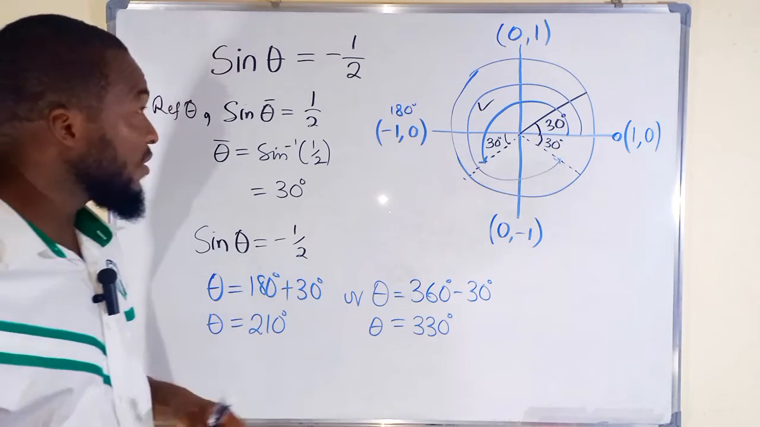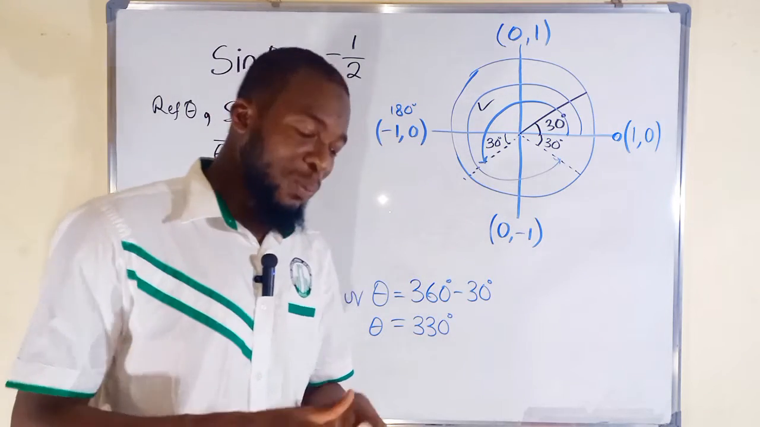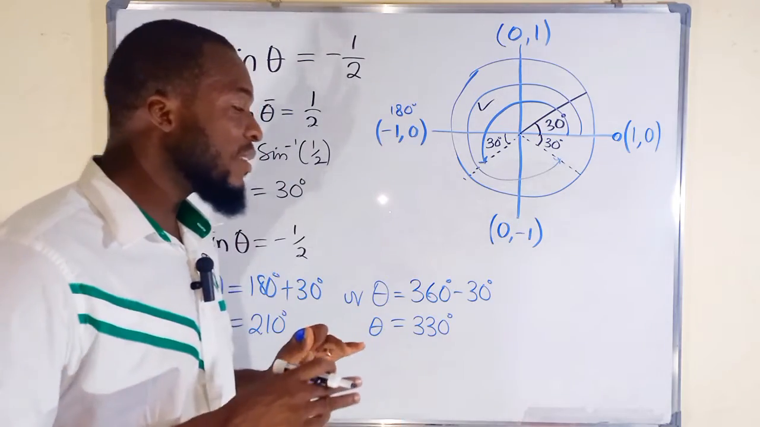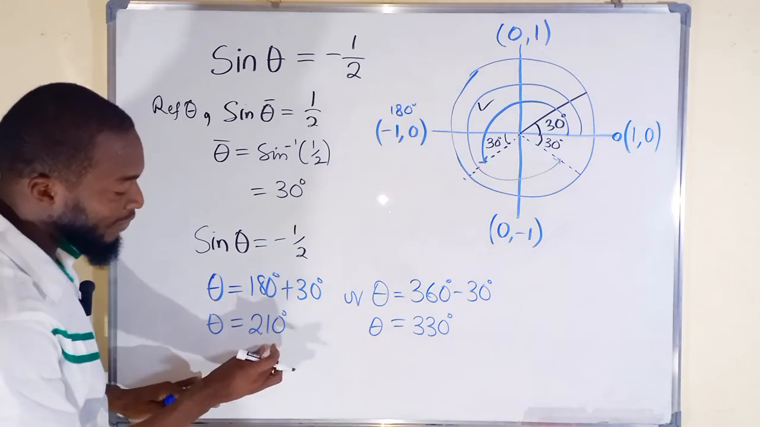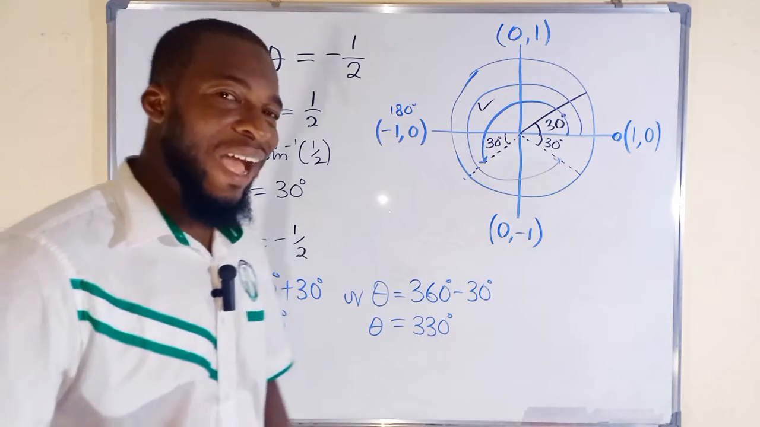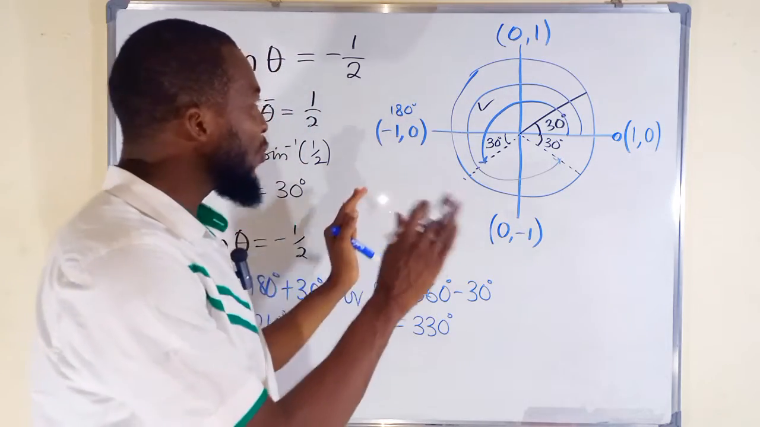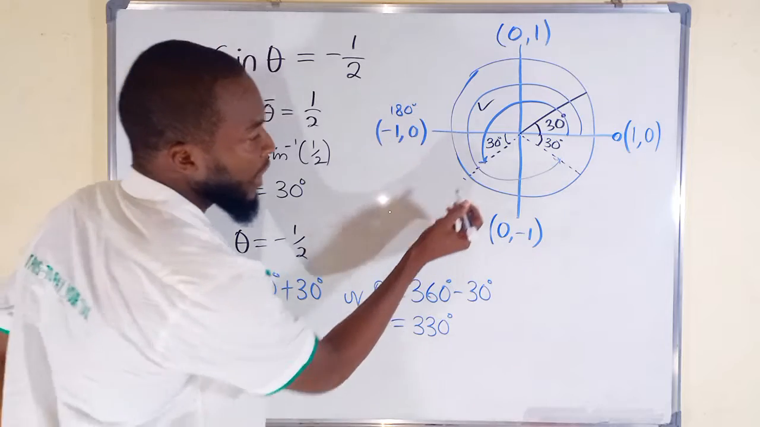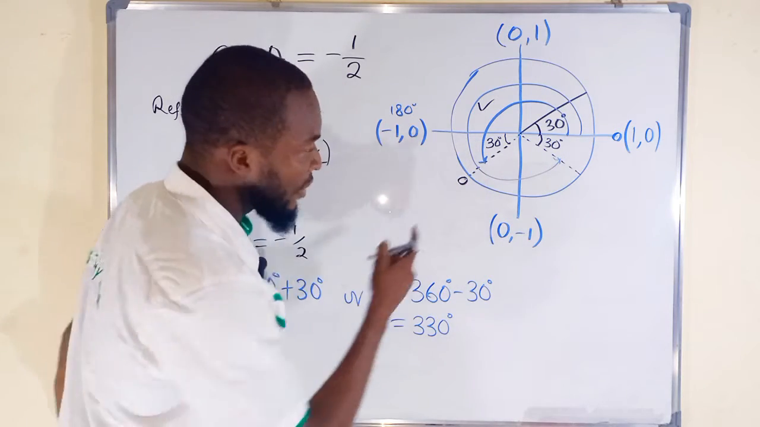And we are not done yet because a condition is not given. Suppose you are told to find the solution from 0 to 360 degrees, you have to stop here. We have two solutions, either 210 or 330. But since there is no condition given to you, you have to find all the solutions. Just observe. This is our first solution.